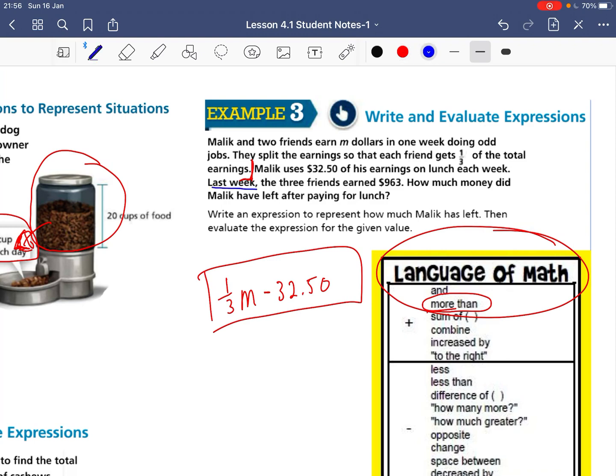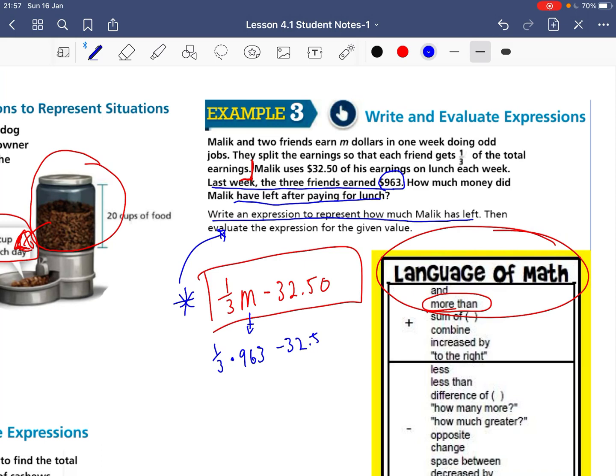So then, last week, the 3 friends earned $963. So that is this M here. How much money did Malik have left after paying for lunch? So we can write the expression to represent how much Malik had left. That's this here. We've done that. And then we need to evaluate that. So evaluating, we are substituting those values in. So we substitute 963 in for M times 1/3 minus 32.5.